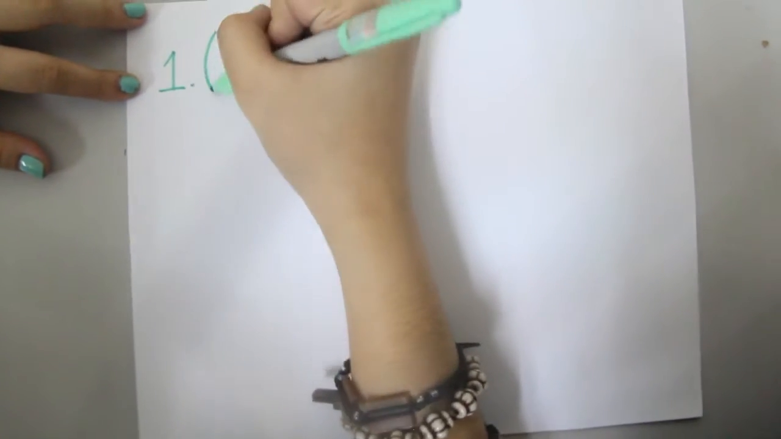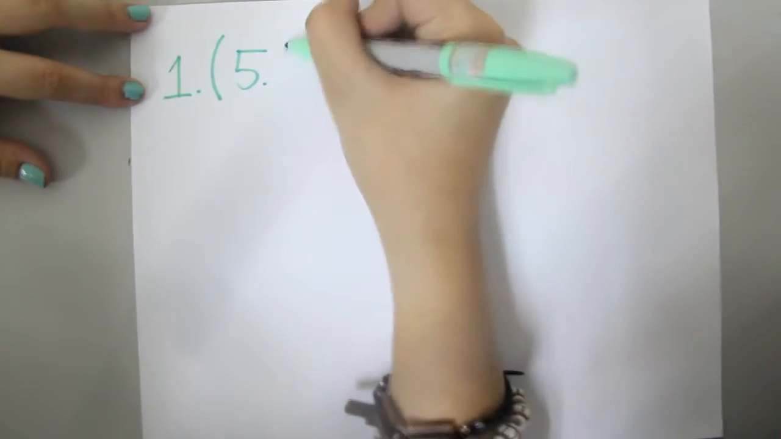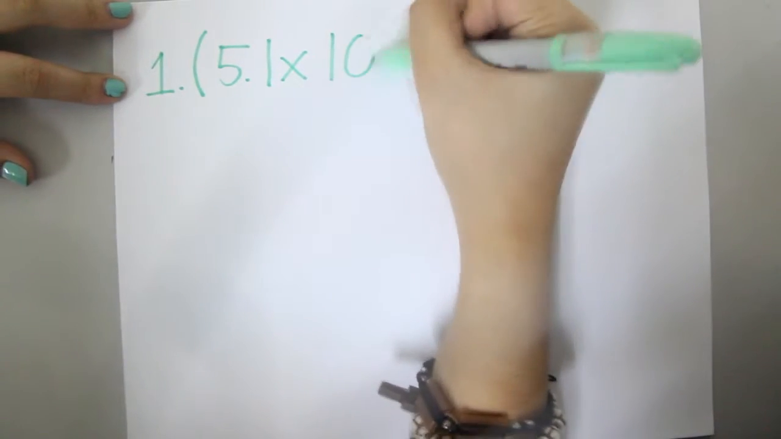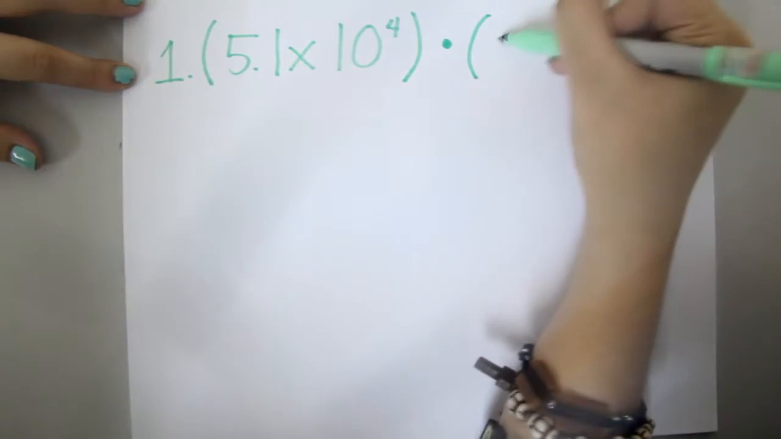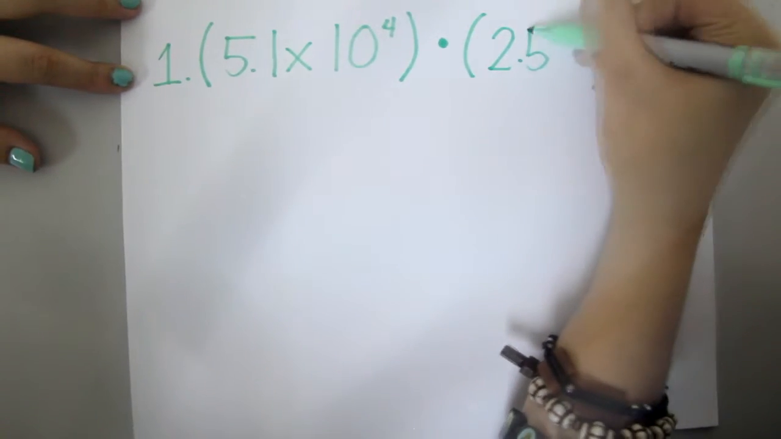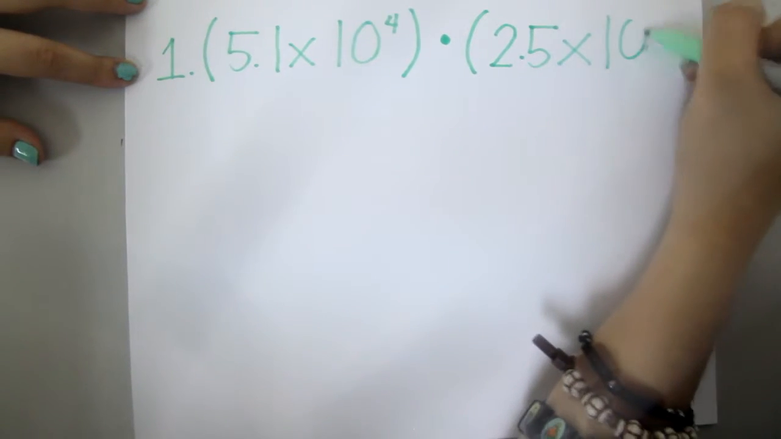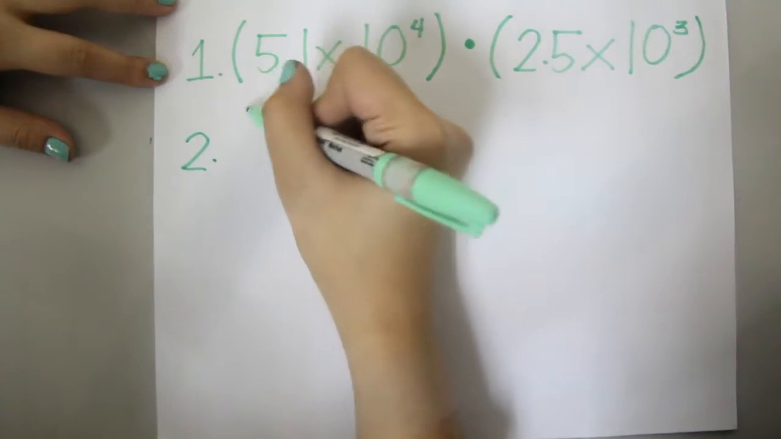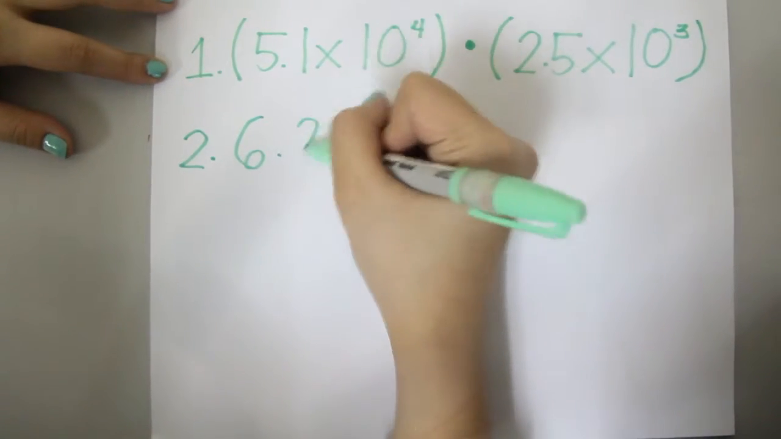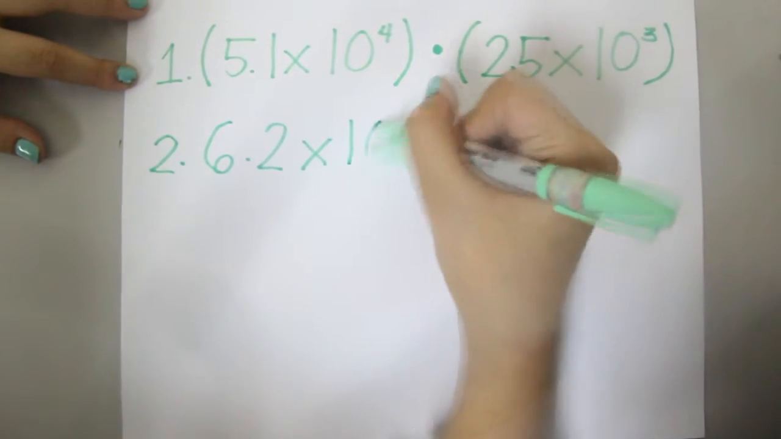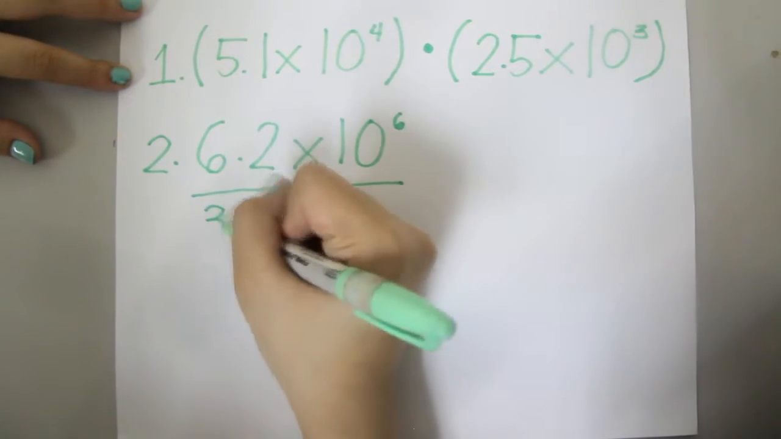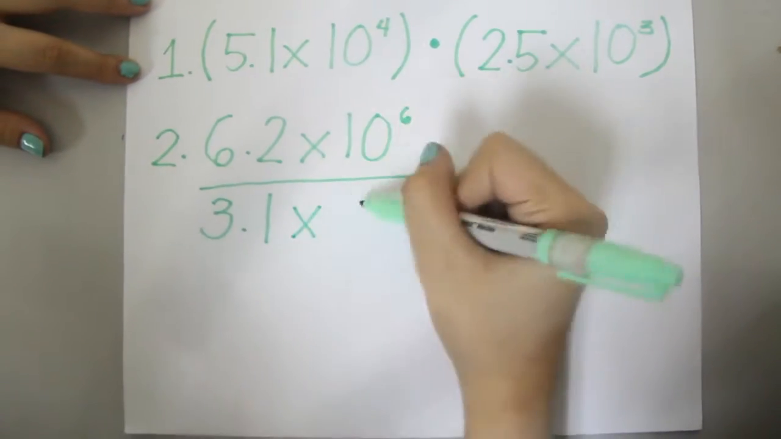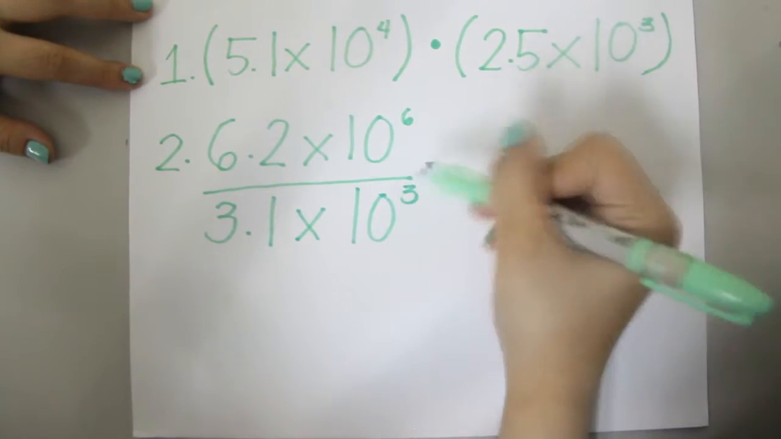Number 1. 5.1 times 10 raised to 4 multiplied by 2.5 times 10 raised to 3. Number 2. 6.2 times 10 raised to 6 divided by 3.1 times 10 raised to 3.